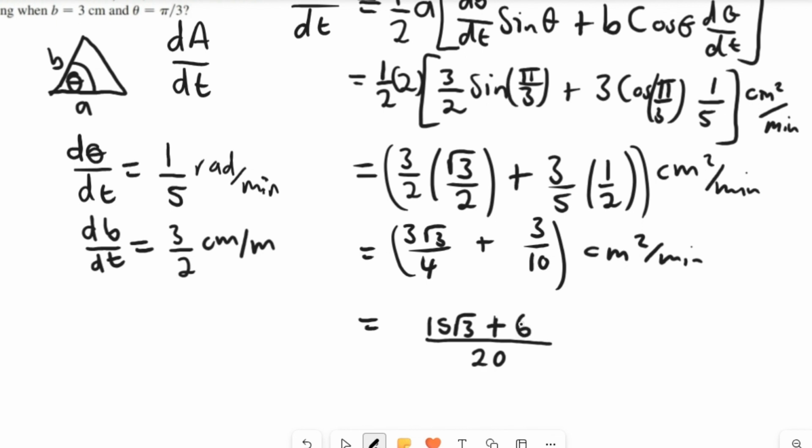Centimeters squared per minute. We can take out the common factor, but the highest common factor on top is just 3. If you take that 3 out, it's not going to do anything special with this 20. So we can just leave this as the final answer. It's like this. We are done.